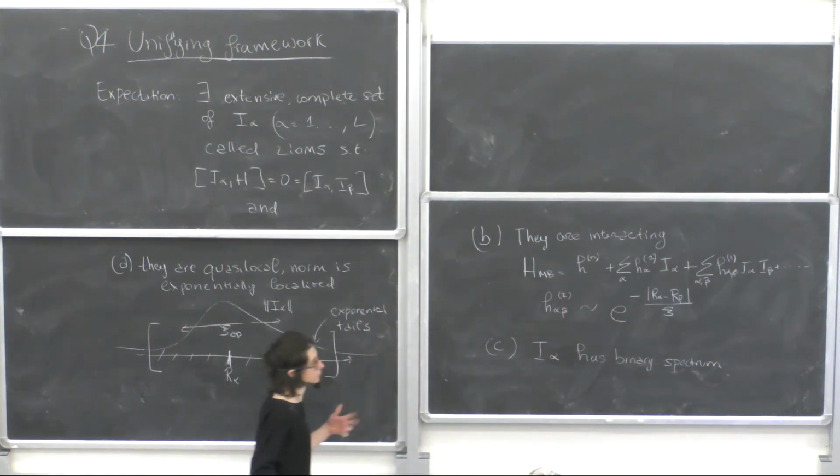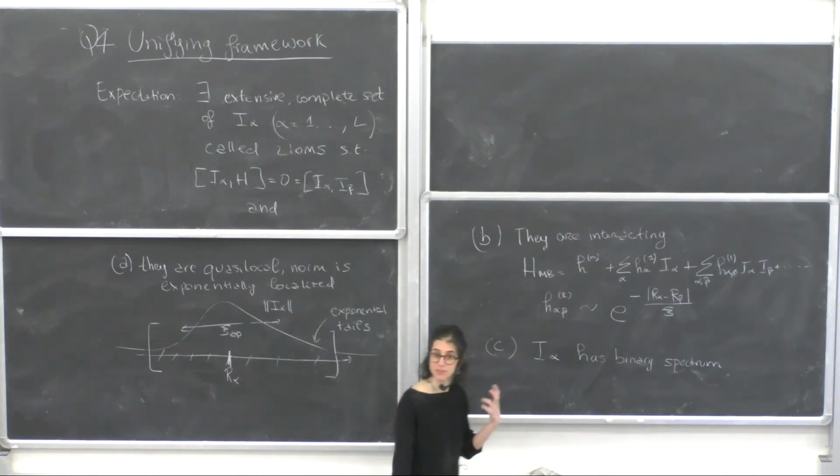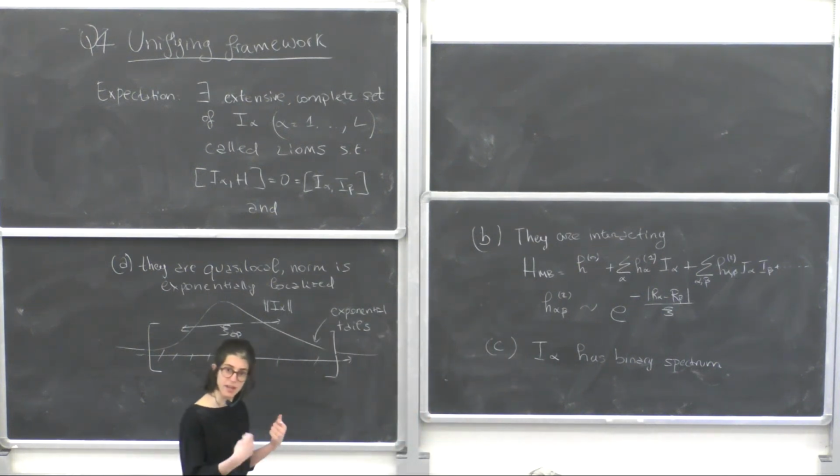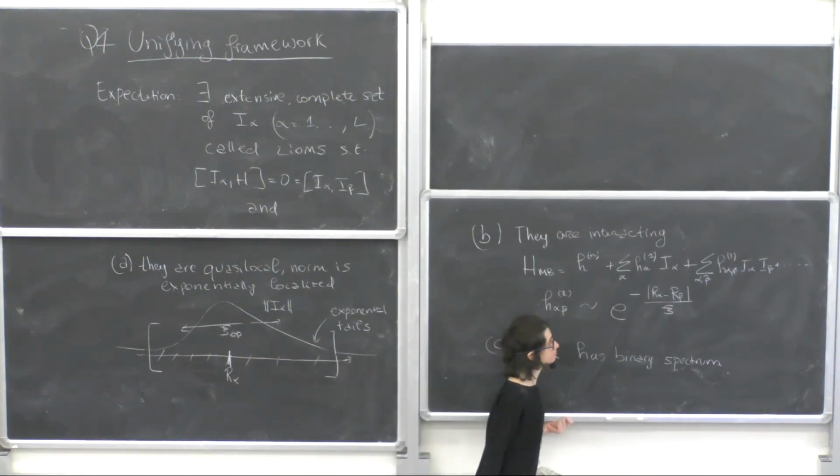These are zero, so you can interpret them as occupation numbers if you think about particles, or sigma z or spin operators if you think about spin chains.